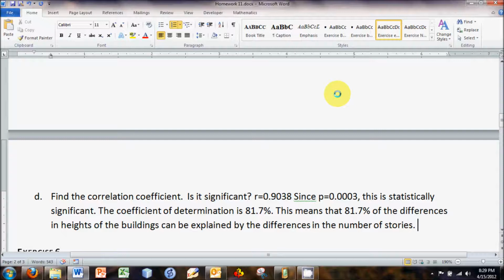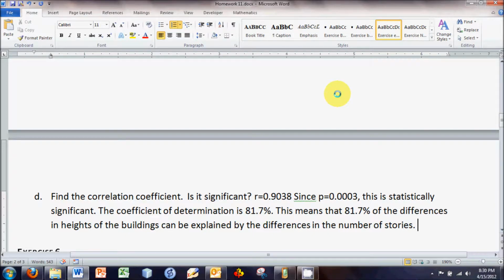Which would make sense that a large percentage of the height of a building is determined by the number of stories. So you might wonder, well, what about the other 19% or 18%? Well, that's probably caused by, or maybe not, we try not to say caused in a situation like this, because correlation does not imply causation. So we just say that it explains, or it can be related to. At any rate, the other 18% is probably related to things like the building materials used, things having to do with the architecture or the use of the building.